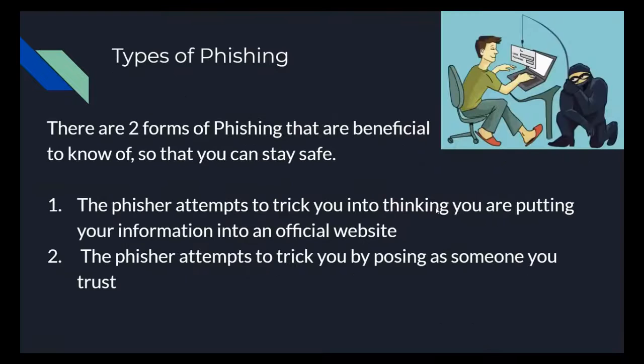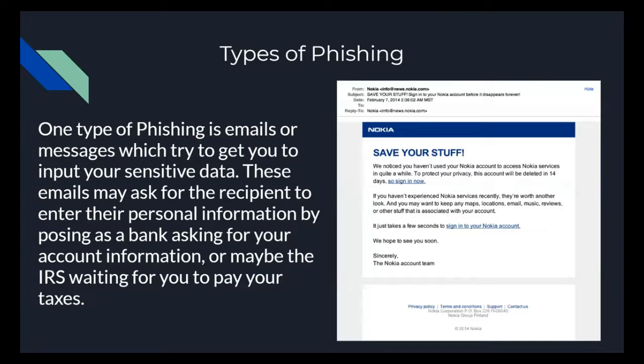So let's look at some different types of phishing. There are two types of phishing which can be beneficial to know so that you can stay safe. The first type of phishing is when the phisher attempts to trick you into thinking you are putting your information into an official website. And the second type is when the phisher attempts to trick you by posing as someone you trust, with emails or messages which try to get you to input sensitive data.